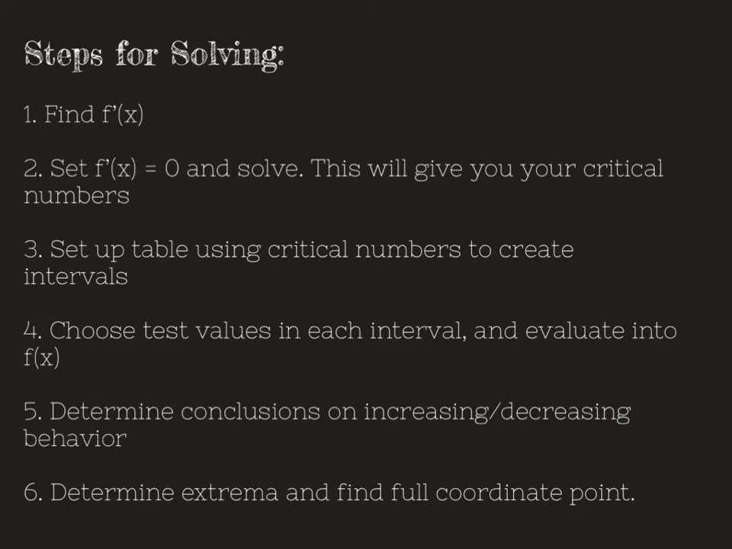So here are the steps for using the first derivative test. And I do suggest writing these down, having them on a note card or a piece of paper. So first we're going to find our derivative. Then we're going to set it equal to 0 and solve for x. Whatever values we get here, and you might get multiple, they'll be your critical numbers for the problem. We're going to set up a table using these critical numbers. We're going to choose test values in those intervals. We're going to plug those values in and actually determine conclusions, and then also determine extrema. So you're going to see all of these steps within our next problem.